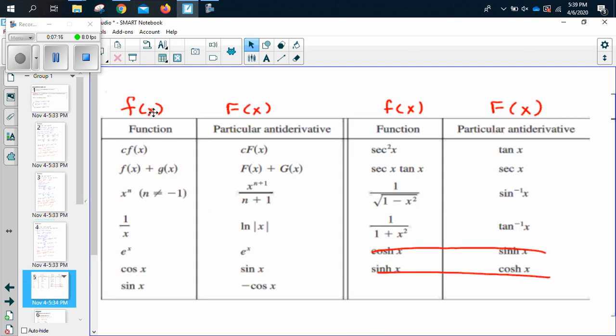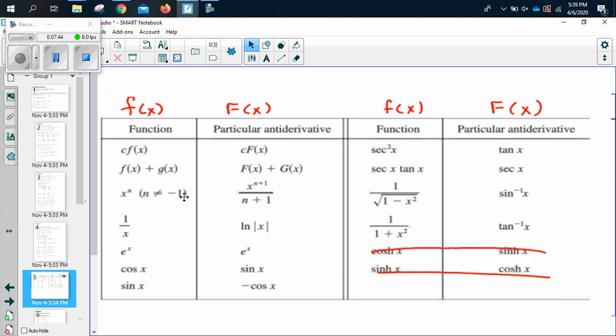So this is actually a table. These are the functions, and this is the antiderivative. And then here's another column. This is the function. This is the antiderivative. So if you've got a constant times a function, you just go the constant times the antiderivative. If you've got a sum, you can just break it down into the sum when you find the antiderivatives. Now this is what we were using a minute ago, which is like the power rule in reverse.